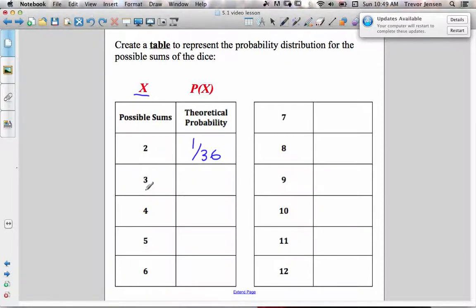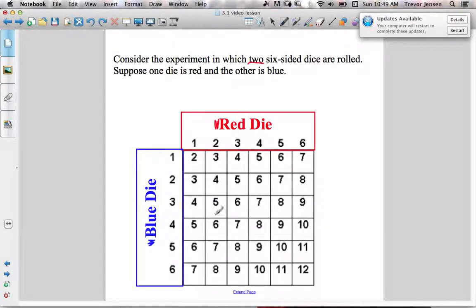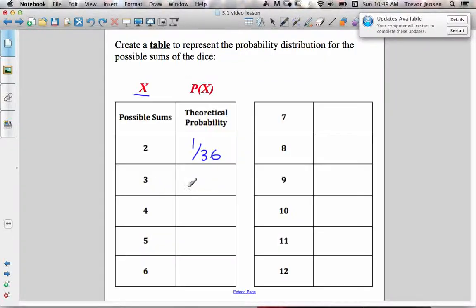How many ways, or what's the probability of rolling a 3? Well, how many outcomes of the 36 are a 3? I see 2 of them. Why are there 2? Because you could roll a 2 and a 1, or a 1 and a 2. There are 2 ways you could roll a sum of a 3. So 2 out of 36 will give you the probability of rolling a sum of 3.